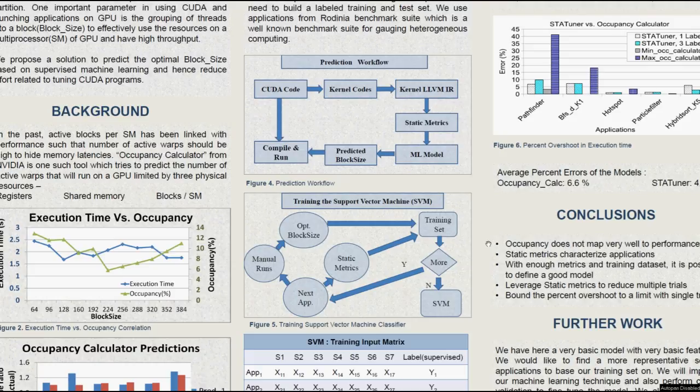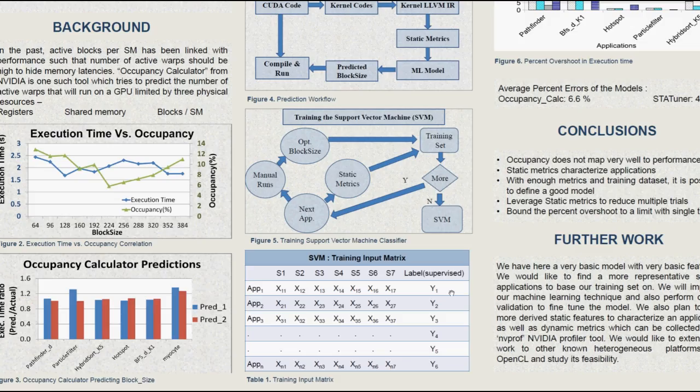The training workflow is shown in figure 5. Through manual runs, the optimum block size is obtained for a particular application, which is used as the label for the SVM. An example of the training input matrix is shown in table 1. As we can see, each row of this matrix corresponds to an application kernel with its static metrics labeled as S1 to S7, and the label being the optimal block size as obtained from the manual runs.